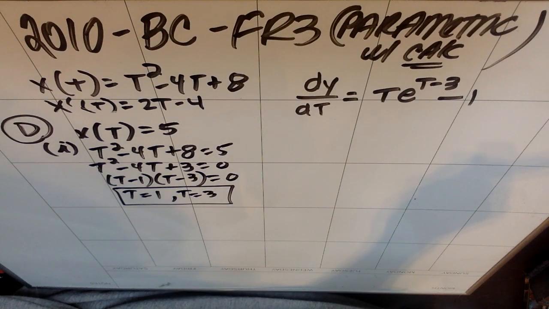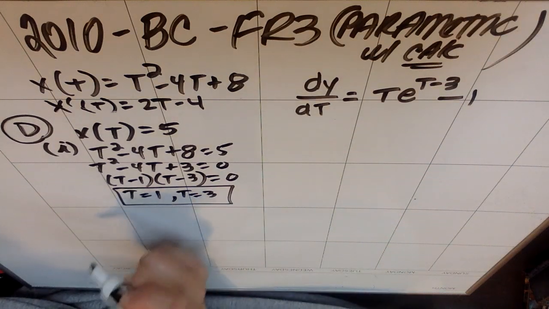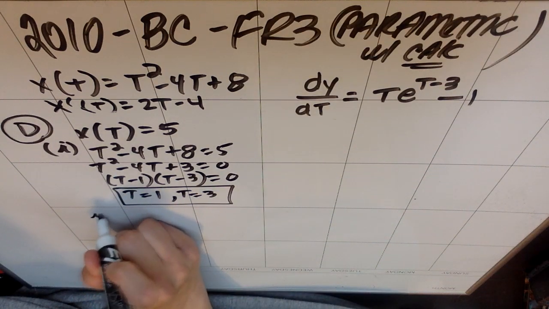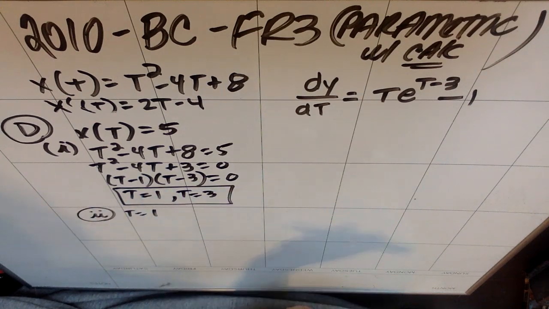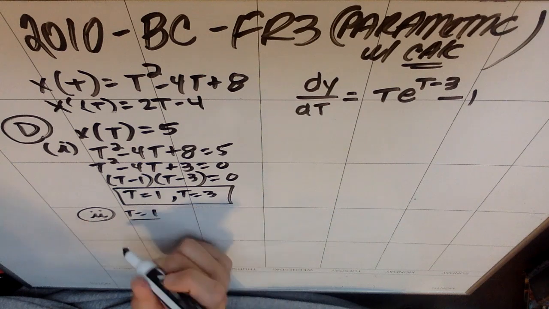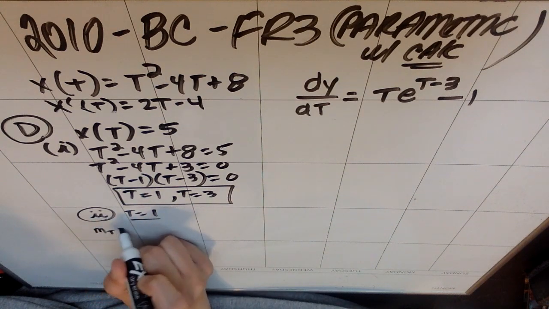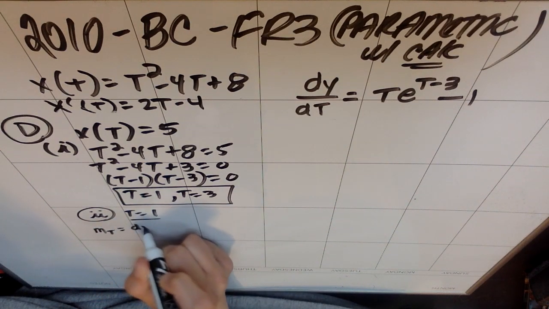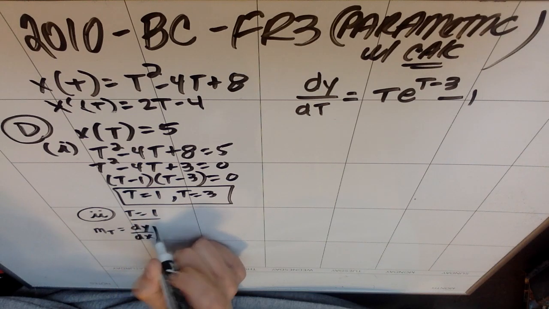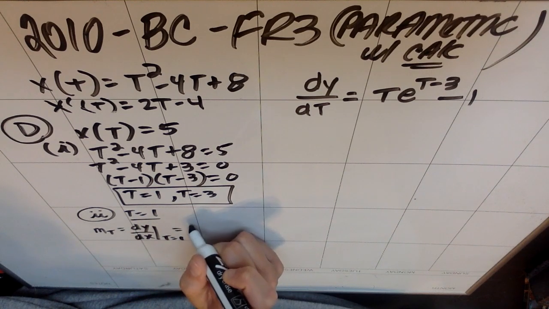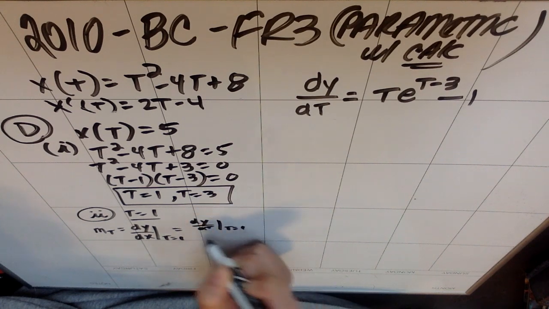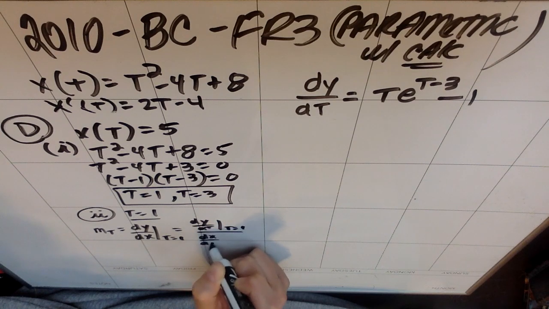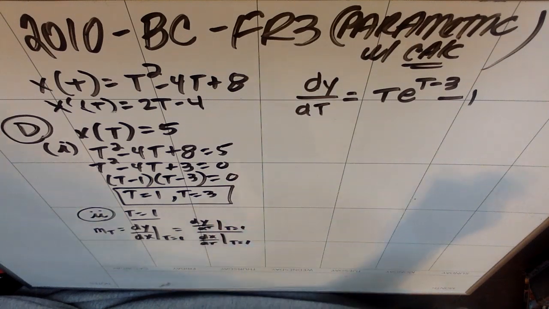Okay, second thing, find the slopes of the lines tangent to the particle's path at that point. So the second thing they want is the tangent slopes, right? So when t is 1, my tangent slope, m tangent at t is 1, should be whatever my dy dx is, evaluated at t equals 1, which would be my dy dt evaluated at 1 over my dx dt evaluated at 1, right?